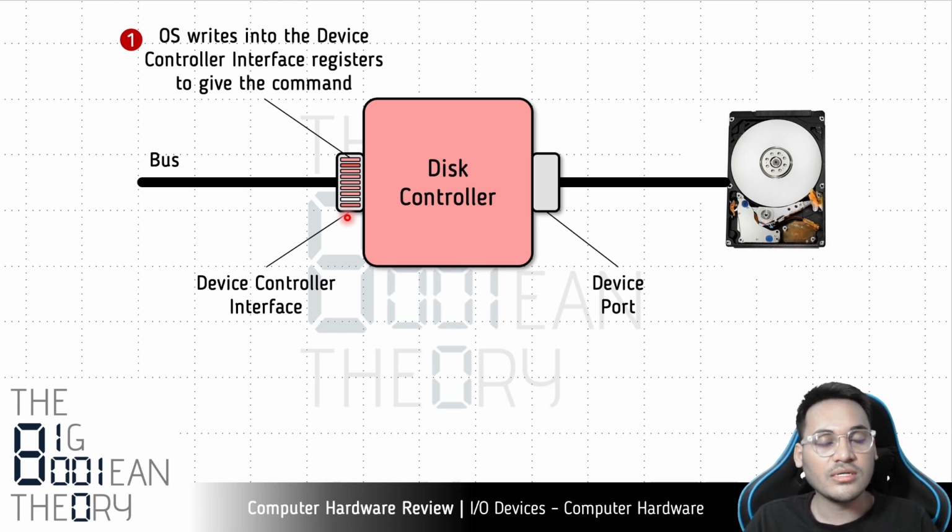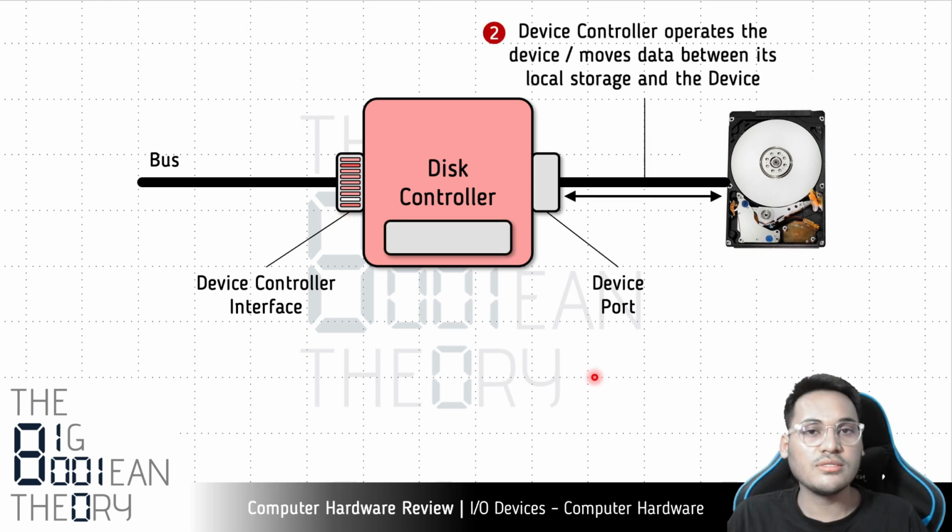So the operating system will write the appropriate command in the command registers: from where the data has to be read, how much data has to be read, and all those. So once the command has been given in the device controller interface, then the device controller can begin the operation. Once the device controller has received the command, then it can begin operation on the device.